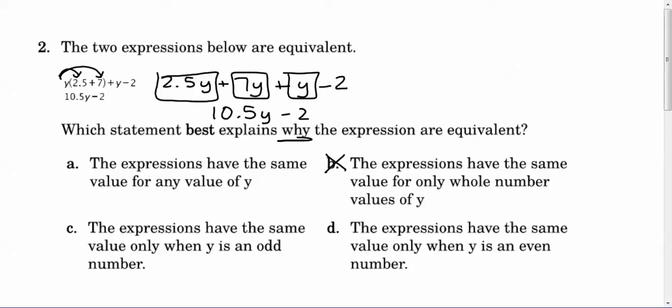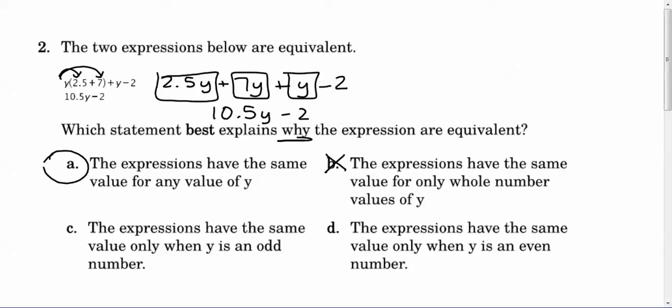Because we could plug in a decimal, we could plug in a fraction, and it would work just fine. If two expressions are equivalent, they're equivalent all the time. So we could plug in any value as long as we're consistent. Plug in the same value in the top and bottom expression here, and you would get the same result. All right, the correct answer is choice A, but let's look at why C and D are wrong.